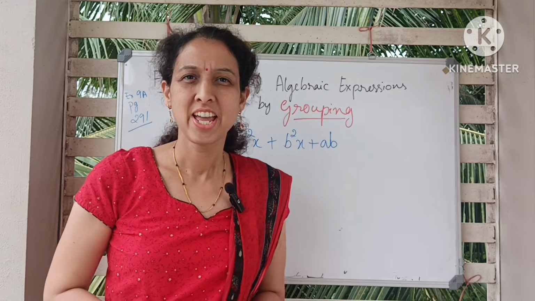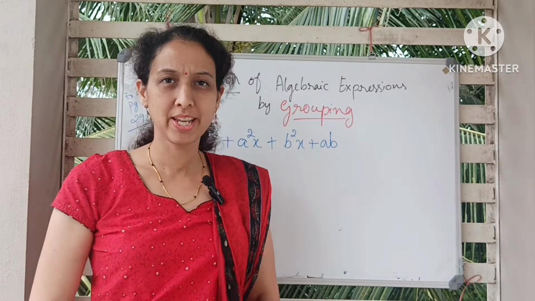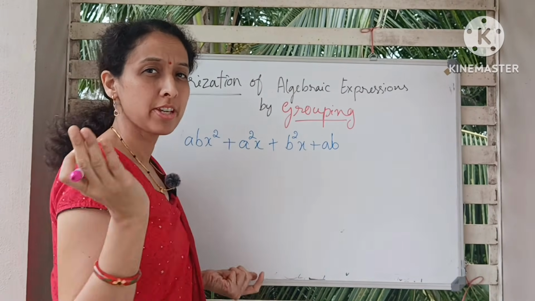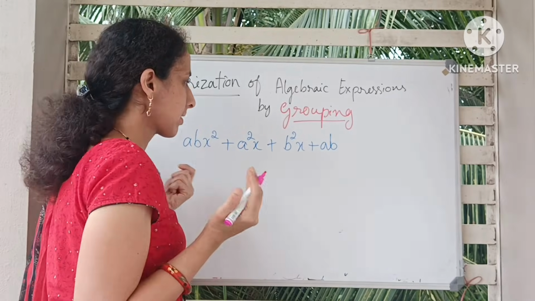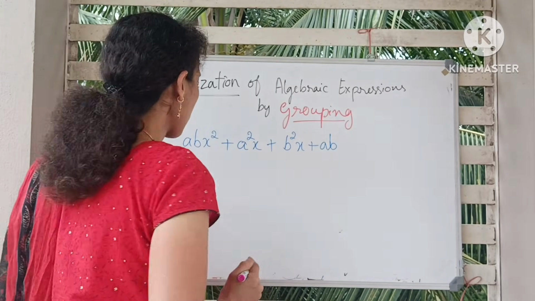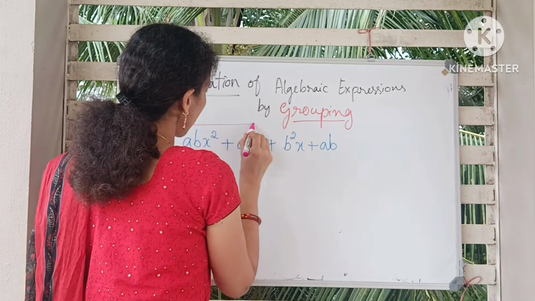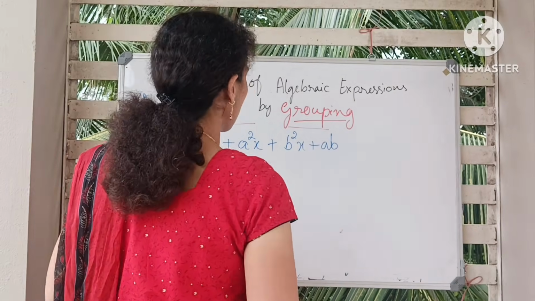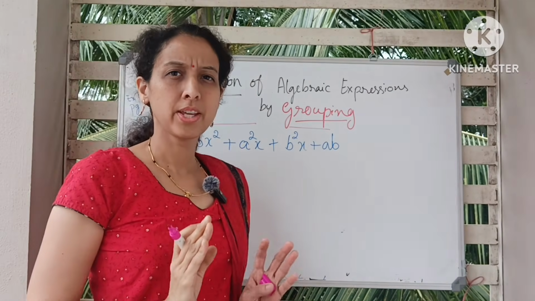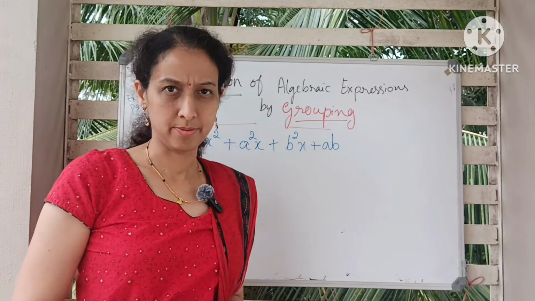Hello my dear students, can you factorize this algebraic expression? Looking at that, we have 4 terms and currently we don't know what to do. So let us try to group the terms. Let me group these 2 and these 2 and see if they have any common factor.